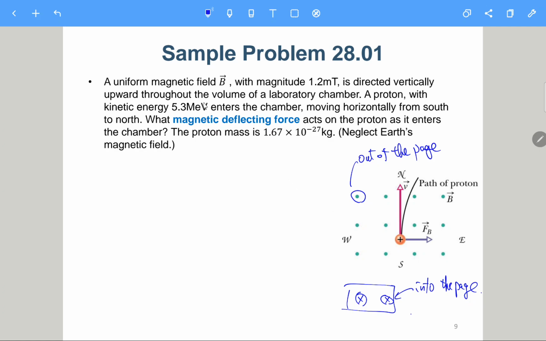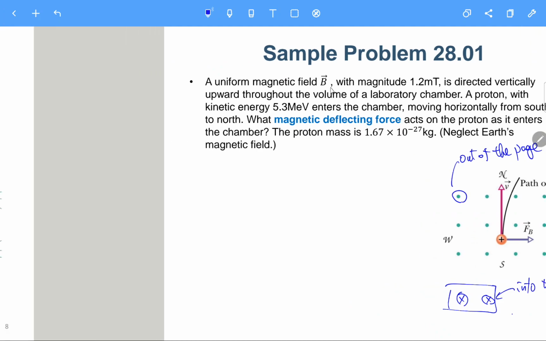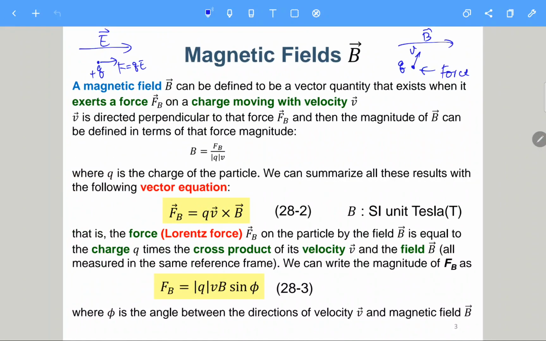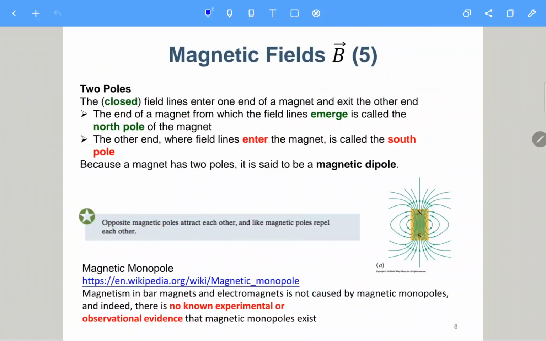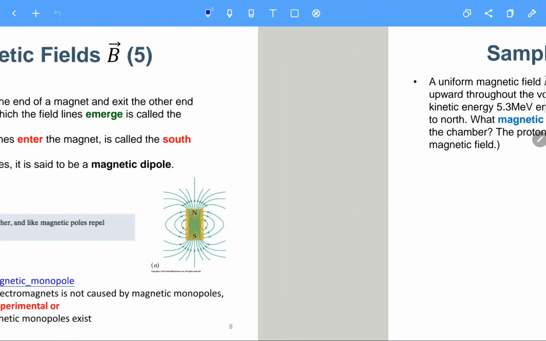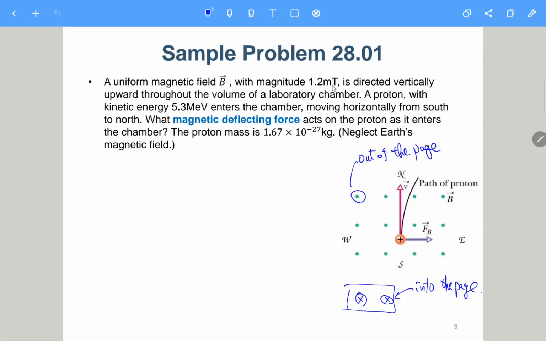So the uniform field with magnitude 1.2 millitesla. I think I forgot to mention the magnetic field. The SI unit for the magnetic field, the B field, is the tesla. Actually, Tesla is the guy who invented AC electricity, although now Tesla is famous due to the electric car. So this is the millitesla.